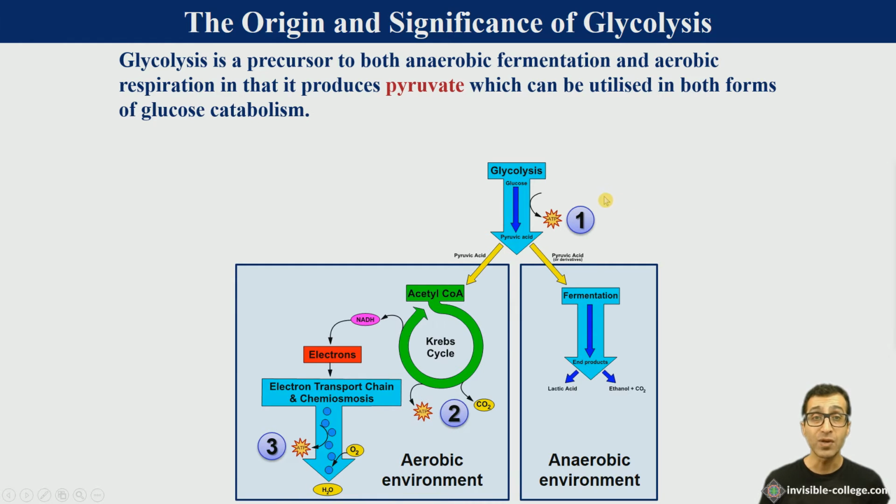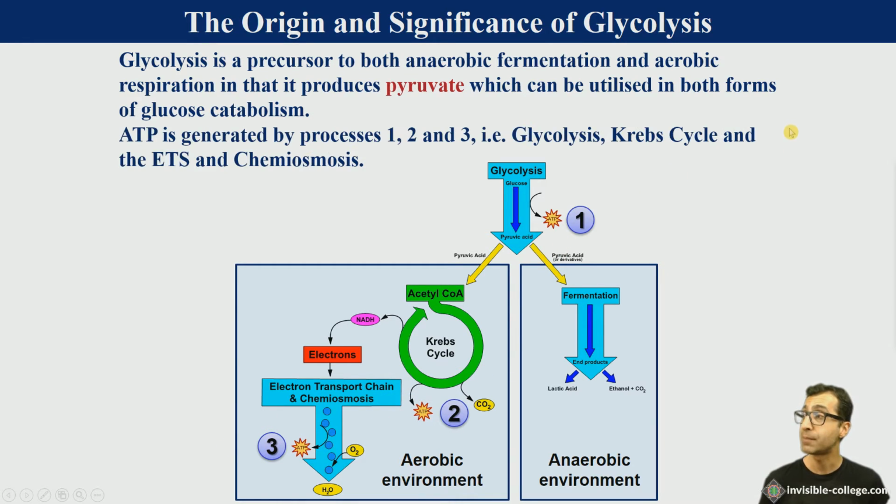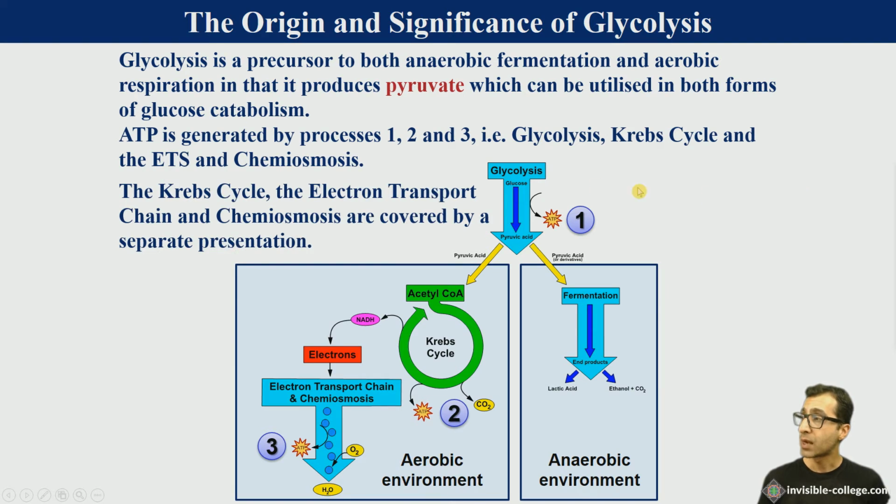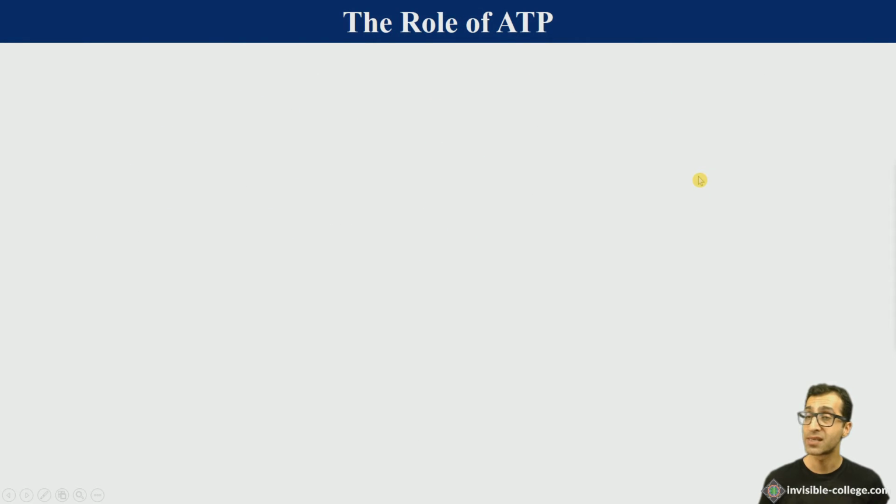So there are three processes: glycolysis, the citric acid cycle, or Krebs cycle as it's called, and the electron transport chain and chemiosmosis. These three processes directly produce ATP. Now, Krebs cycle, the electron transport chain, and chemiosmosis, these are going to be covered later on in this webinar. But we'll start with glycolysis.